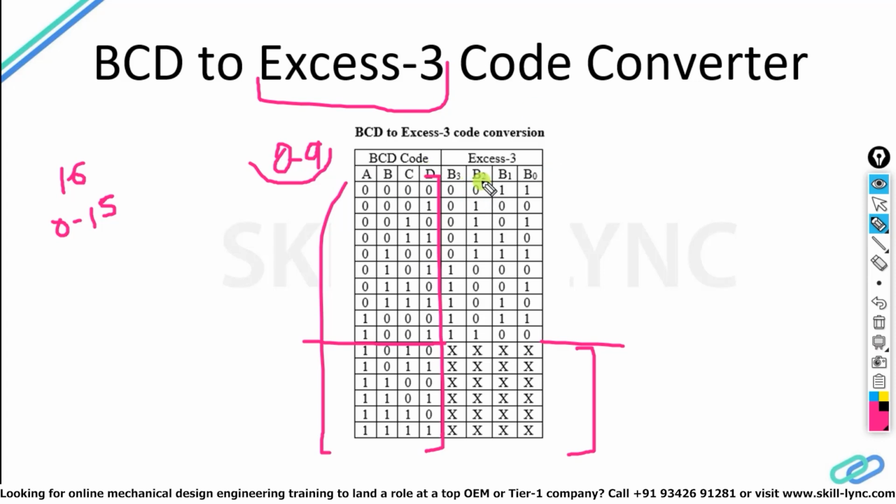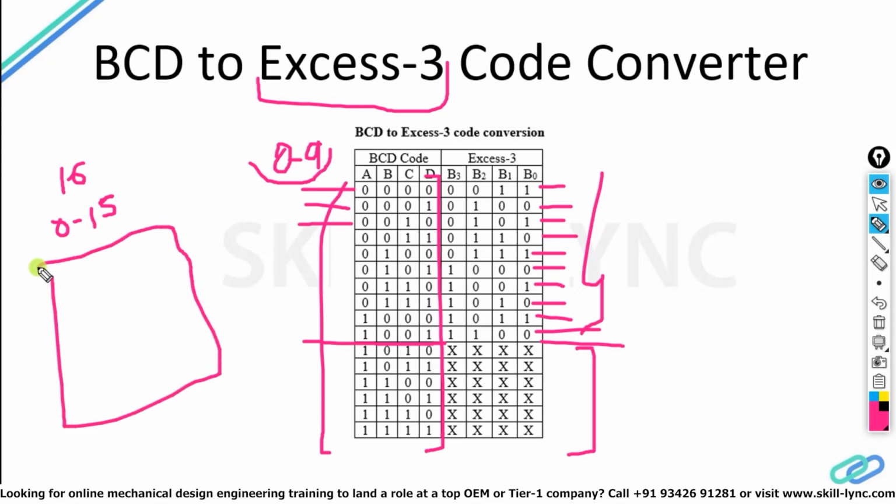Now if we have to generate the output, we will just keep adding 3 to the numbers. It is 0, it will be 3, it is 1, it will be 4, it is 2, it will be 5, then 6, then 7, then 8, then 9, then 10, 11 and 12. So this is the thing. Afterwards, just keep putting the don't cares.